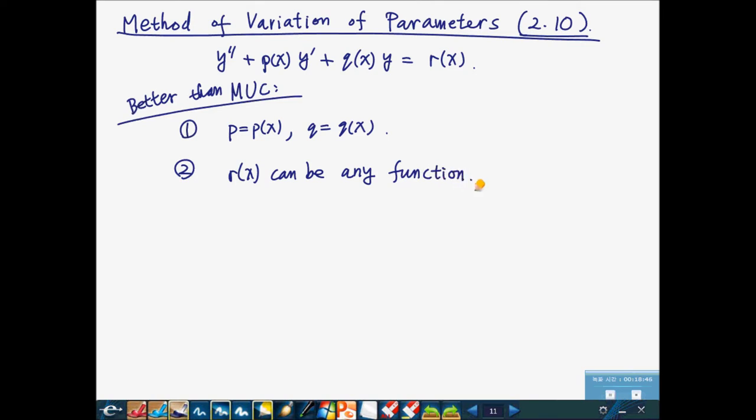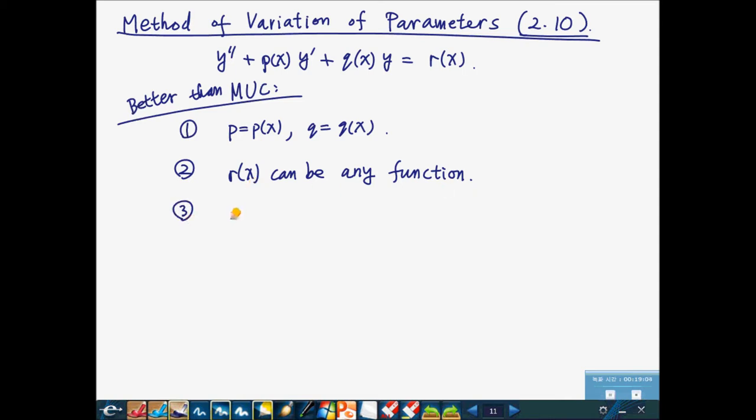Okay, it can be any function in R of X. In MUC, it has to be very simple special functions, right? Their derivative has to come back to its original form, right? Within a finite number of differentiations. But this one, there's no limitation on that, okay?